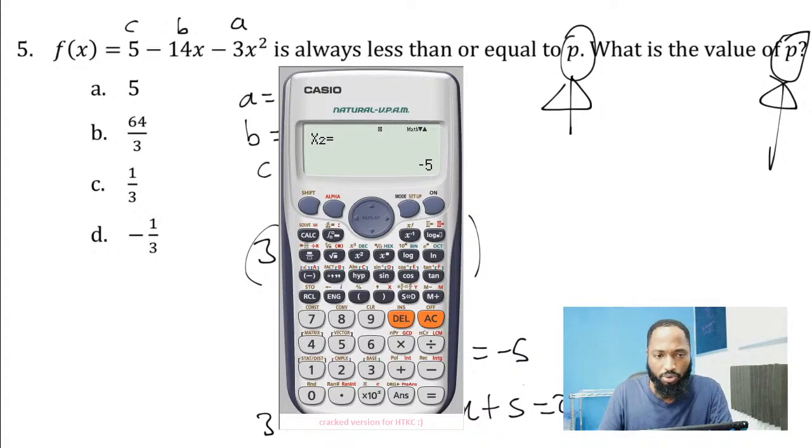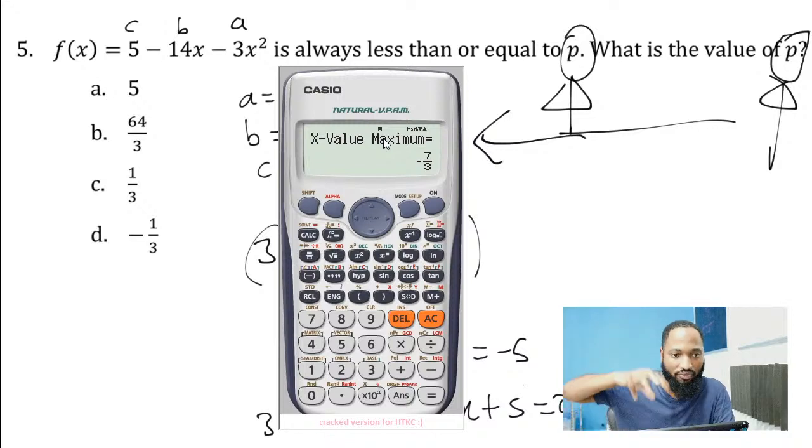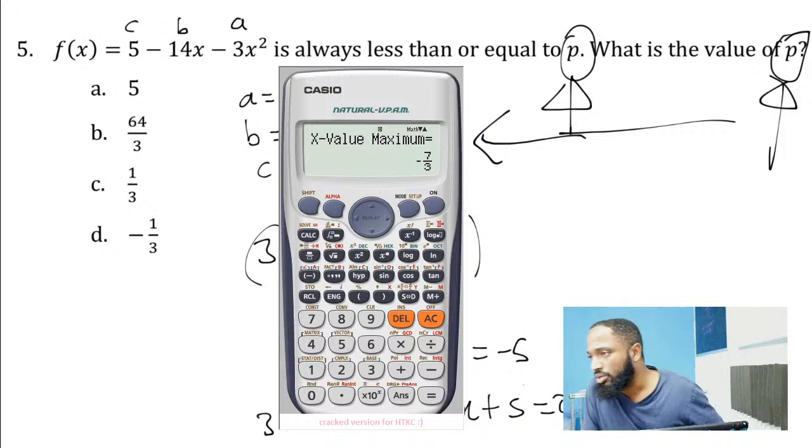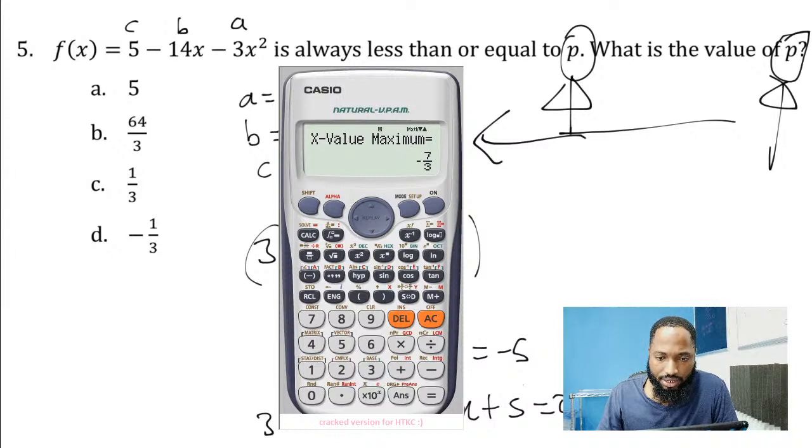So anyhow, I'm going to press equal on the calculator again. And here's the value of the maximum point, but that's the x value. That is the x value. We want the value where f of x is always less than or equal to. So press equal again. And boom.